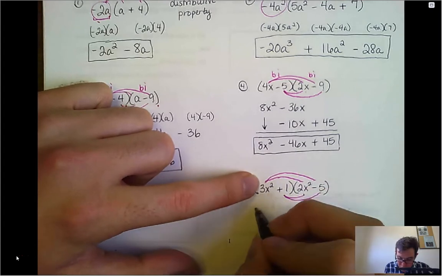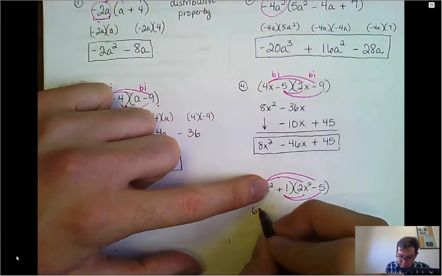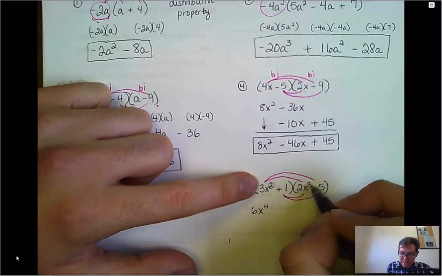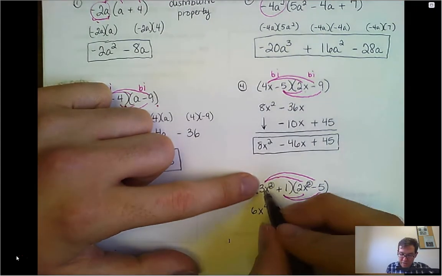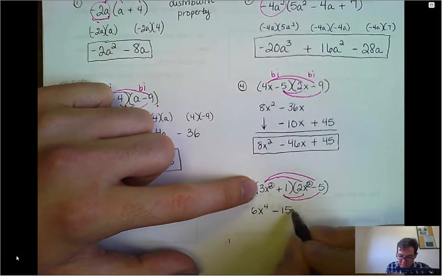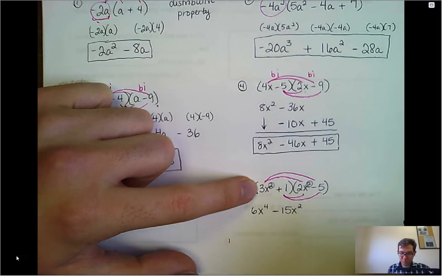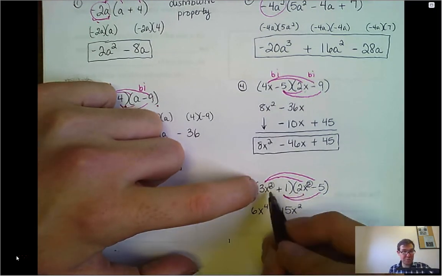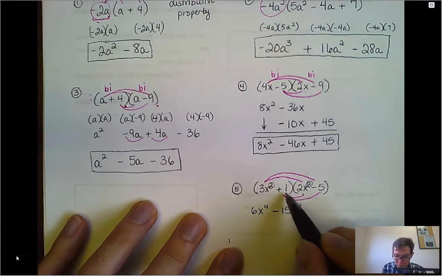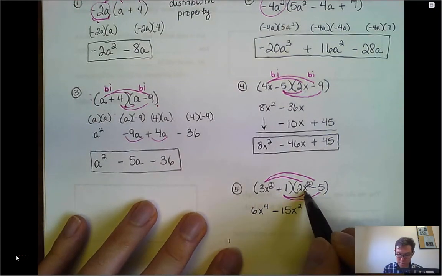So 3 times 2 gives me 6. x squared times x squared, that gives me x to the 4th, because we're going to add these exponents here. And then I'll take 3x squared times negative 5. That will give me negative 15x squared. And then so then I've distributed the 3x squared. Now I need to distribute the 1. So here I'll have 1 times 2x squared.